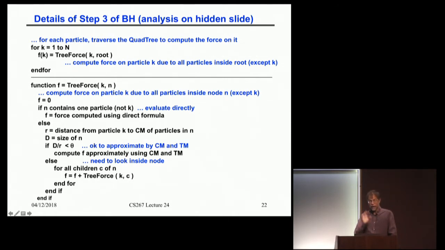I claim, and the analysis is on the hidden slide, that basically every time I call it for a particle, I'm going to do a constant amount of work at each level of the tree. And the number of levels of the tree is log n, so I'm doing n log n work. I don't want to do all the counting carefully, but that's basically it. Every particle just goes down the tree and does a constant amount of work at each level. So that is Barnes Hut.